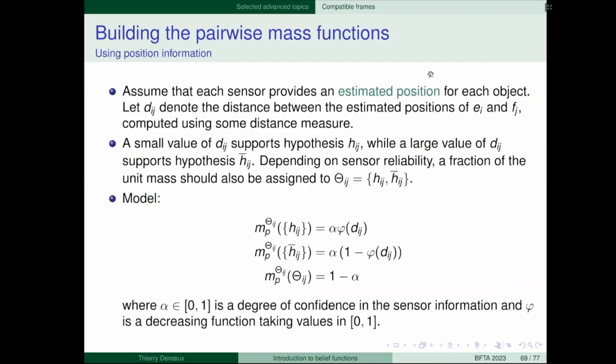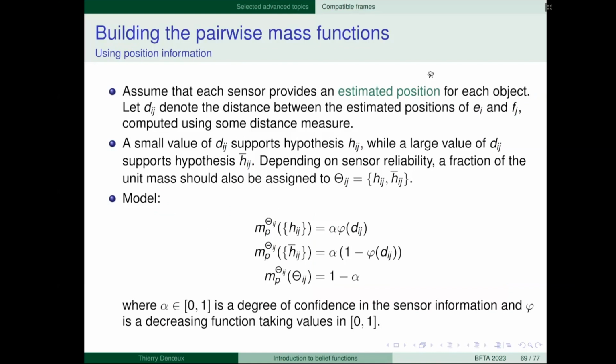Okay, so now we reason with two objects, okay? How can we reasonably use a position? Assume we know the position, so we have some estimate of the position of these two objects. Then we can compute the distance. Okay, let dij be the distance between the estimated positions of the two objects. So if the distance is small, this supports the hypothesis that they are the same. If the distance is large, this supports the assumption that they are not the same.